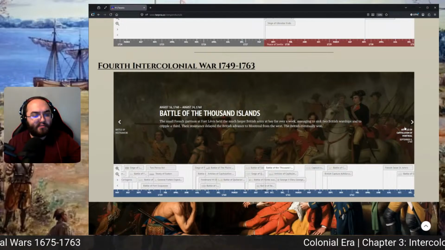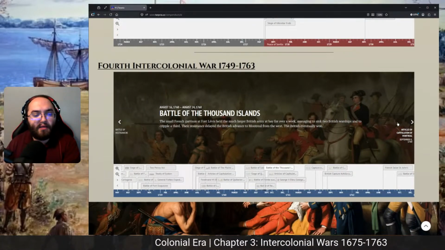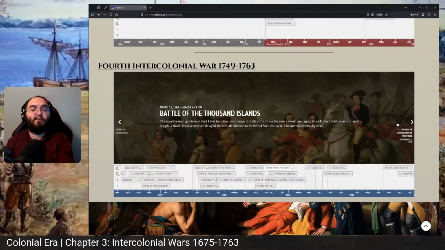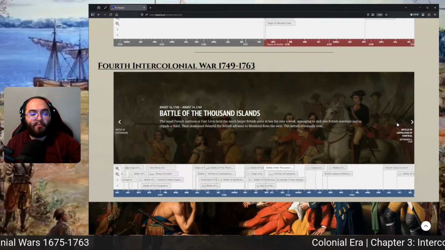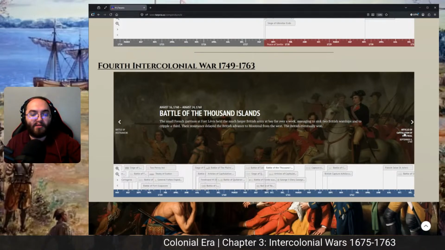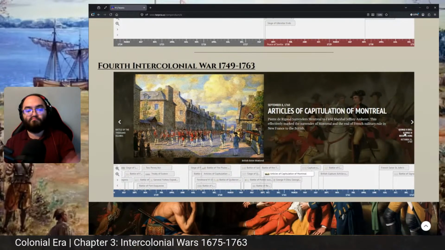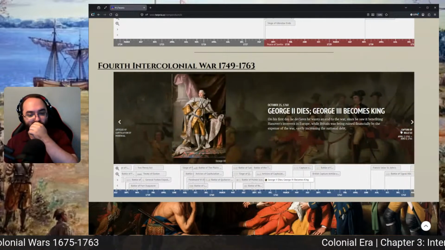Battle of 1,000 Islands. A small French garrison at Fort Levis held a much larger British army at bay for over a week, managing to sink 2 British warships and to cripple a third. The resistance delayed the British advance to Montreal from the west. The British eventually won at Montreal, and so Montreal surrendered to the British.